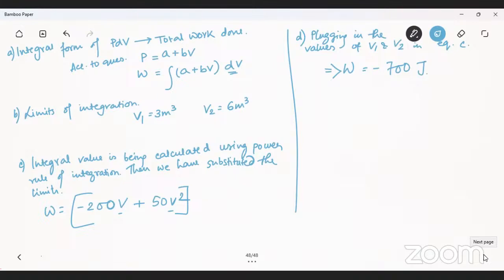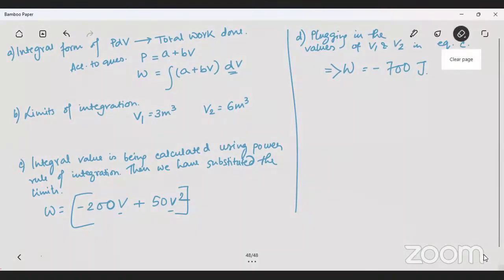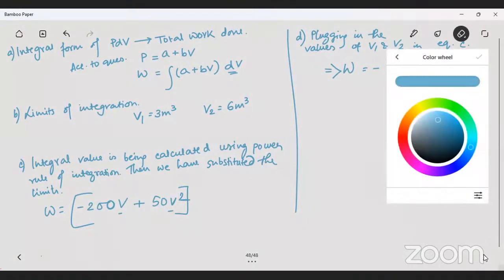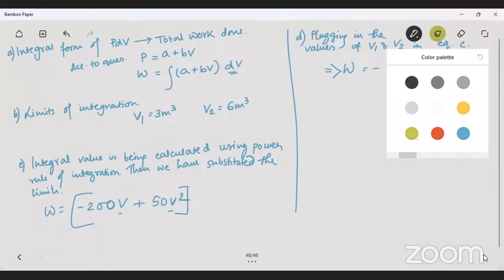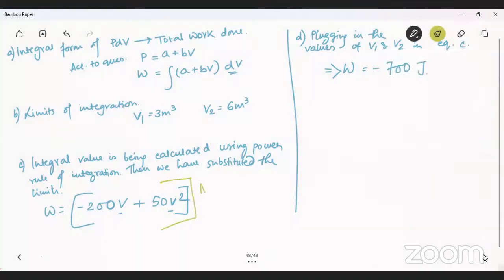See, C is something where you have to do this integration, okay? So after doing the integration, you will be getting a value like this. This is after integration. So you will be getting an expression like this. From here, I have just added the V1 and V2 values and then I have got this answer.